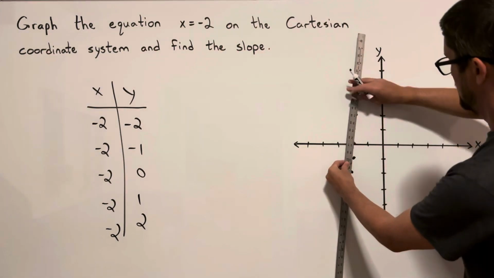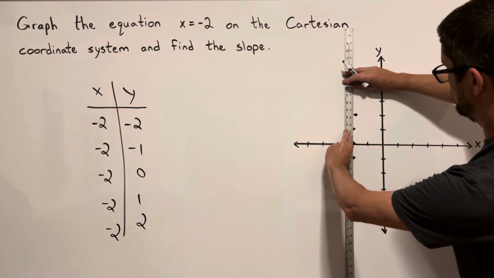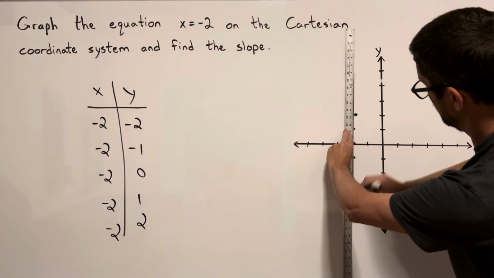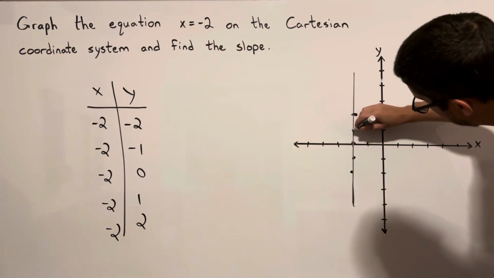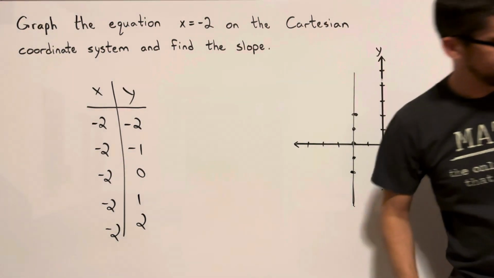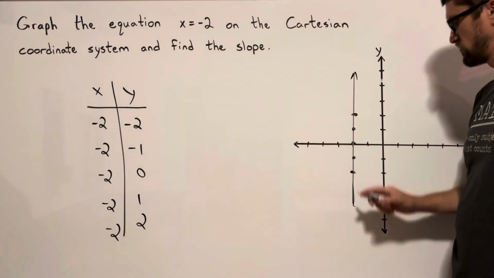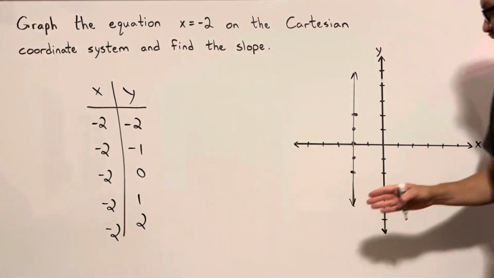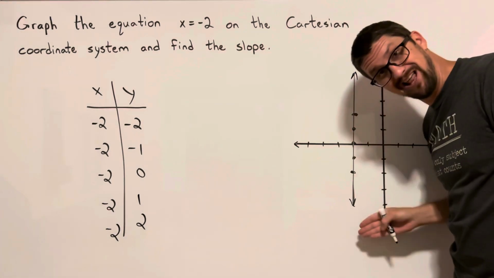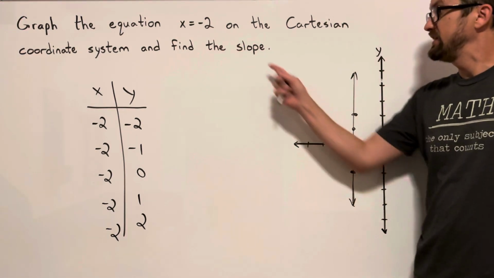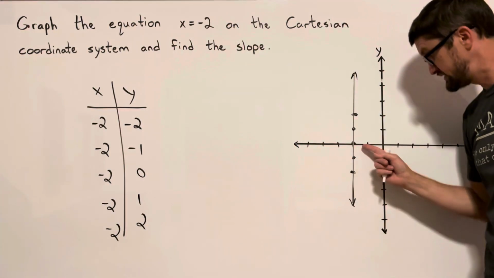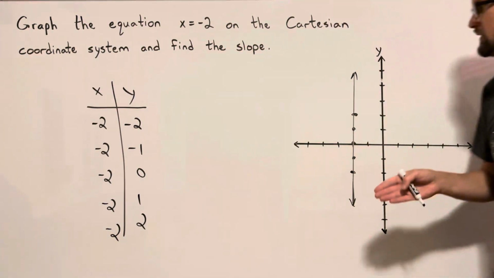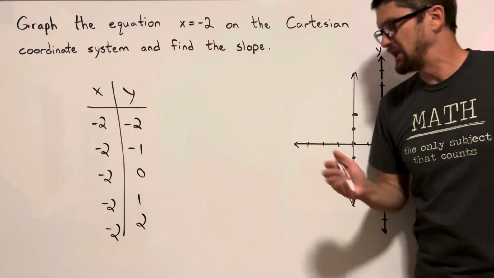Let me draw a line through here. Should be about vertical. It's not perfect. So when you have an equation with x in it and the y is missing, what's going to happen is that it's going to be a vertical line crossing through that value. X equals -2. You can see that it's crossing through -2 on the x-axis, and it's vertical. So that's how you graph vertical lines.